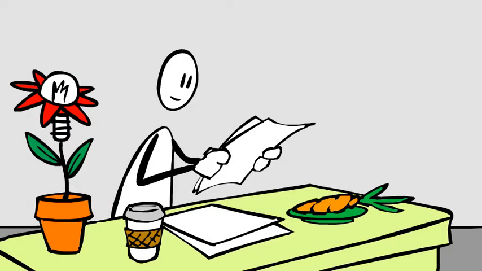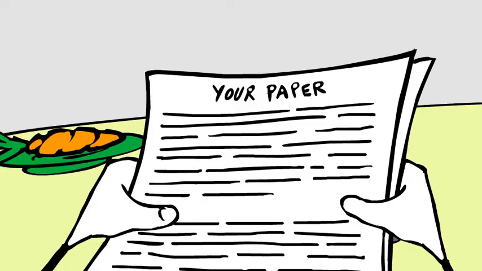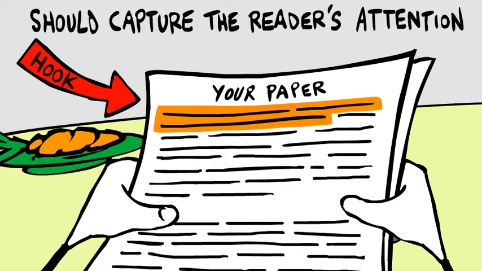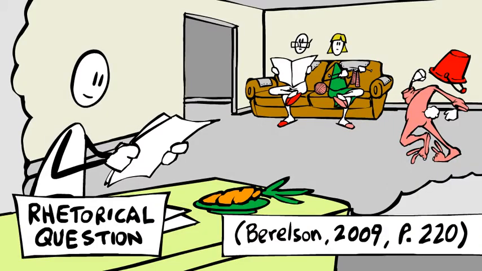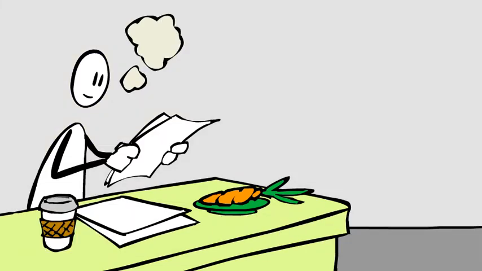The hook is generally the first line of your paper. It should capture the reader's attention and interest. One way you can do that is by asking a rhetorical question. For example, you might begin your paper this way. Why do people want children? It is a simple question to ask, perhaps an impossible one to answer.